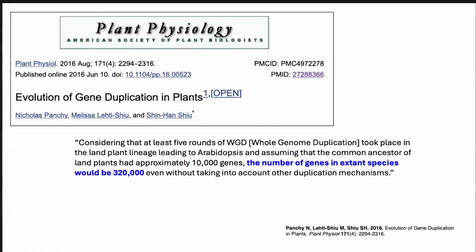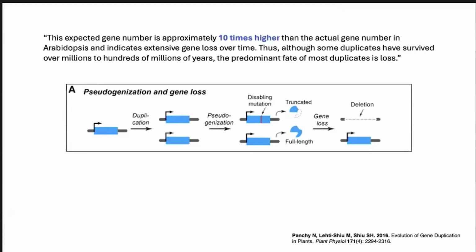All right, so this is a very nice paper on gene families. And considering that at least 5 rounds of whole genome duplication took place, and that's on one estimate, if you had 10,000 genes in Arabidopsis, the number of genes should now be about 320,000. And that's even without additional small duplications that occur. And obviously that's not the case. We don't have that. So what happens? It's about 10 times higher than we actually see.